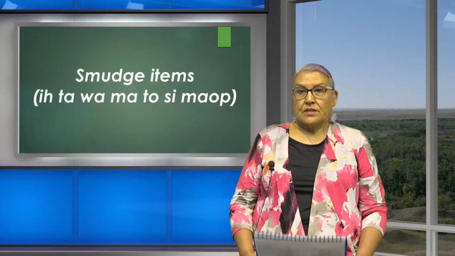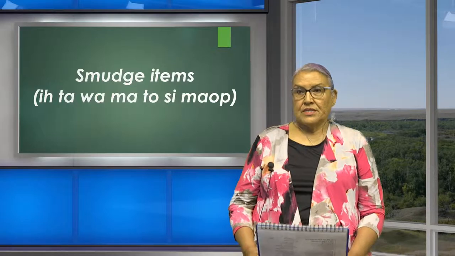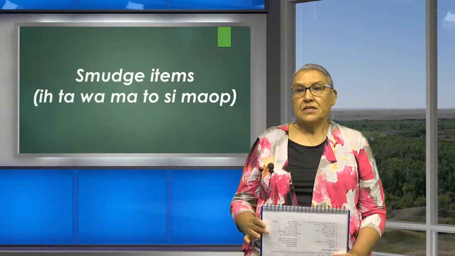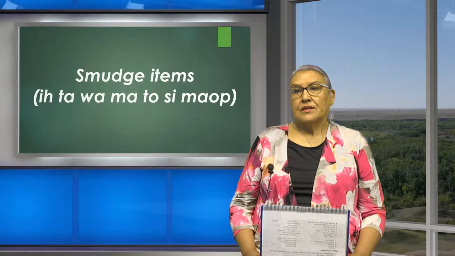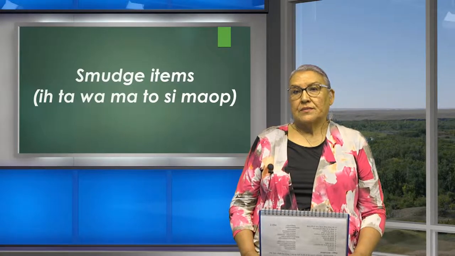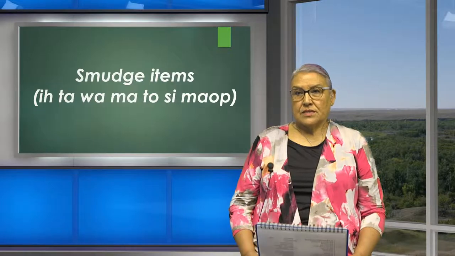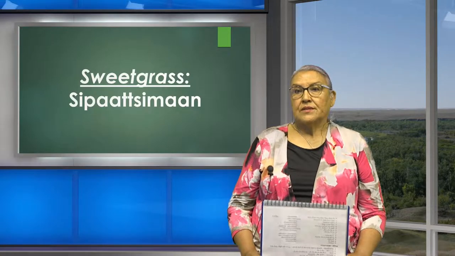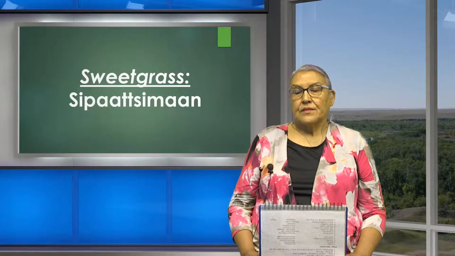So the next one is smudge items. I'll repeat these three times as well with the pause in between. And you can try say them after me, after I do each word. Smudge items is Ihtawama du Simop. That's smudge items. Next one is sweetgrass. Sipatsiman.